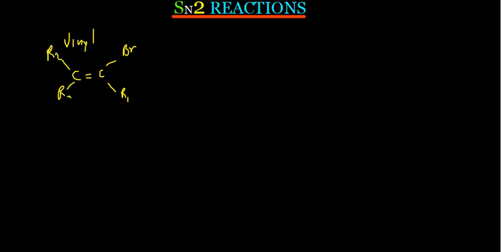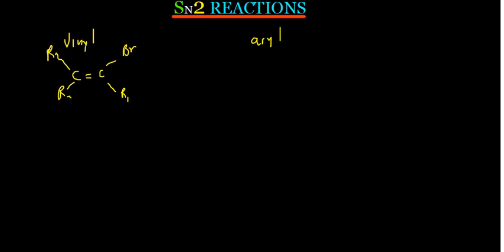Okay. Because of this bromine here, you see there is more hindrance on this side. There is a greater hindrance because of this double bond. So this cannot react in an SN2 reaction. You can't have a nucleophile attacking this carbon. It's not possible in an SN2 reaction.